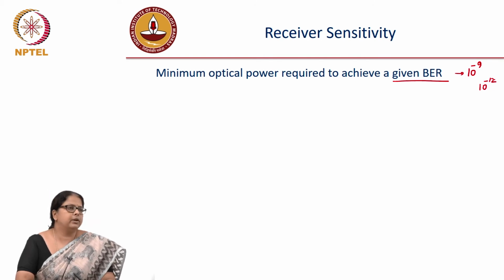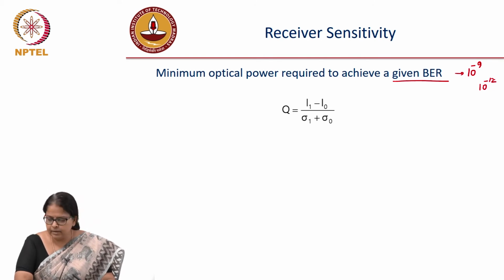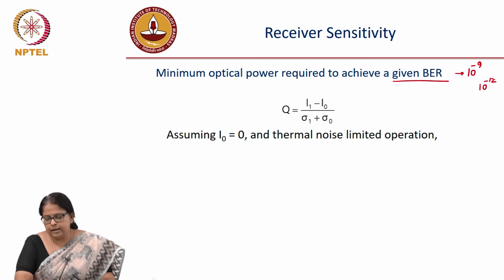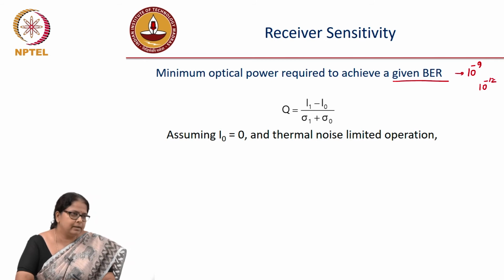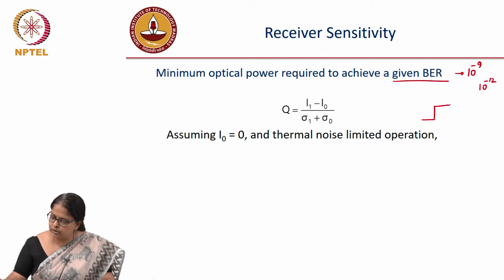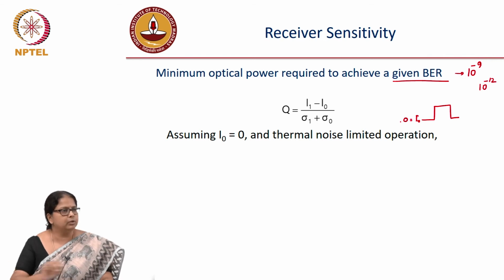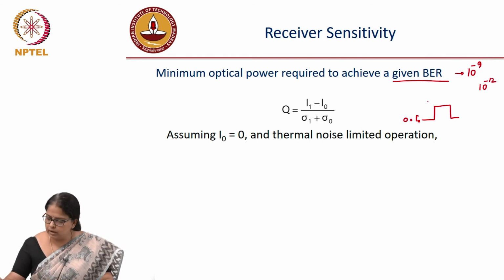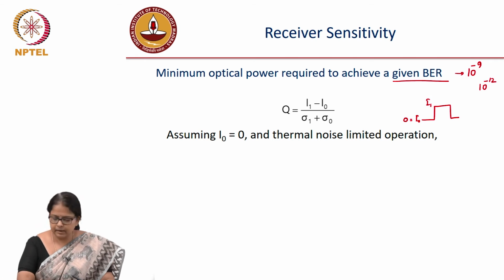Again, we could do this for a thermal noise limited system. So you start from Q, I1 minus I0 by sigma 1 plus sigma 0, and then you say it's thermal noise limited, and also that you are not receiving any power when your bit is 0. So in your receiver you have this I0, let's say it is equal to 0 power, which means there is no dark current, it's close to 0, and this is I1, right? And if I put I0 equal to 0, this is 0.